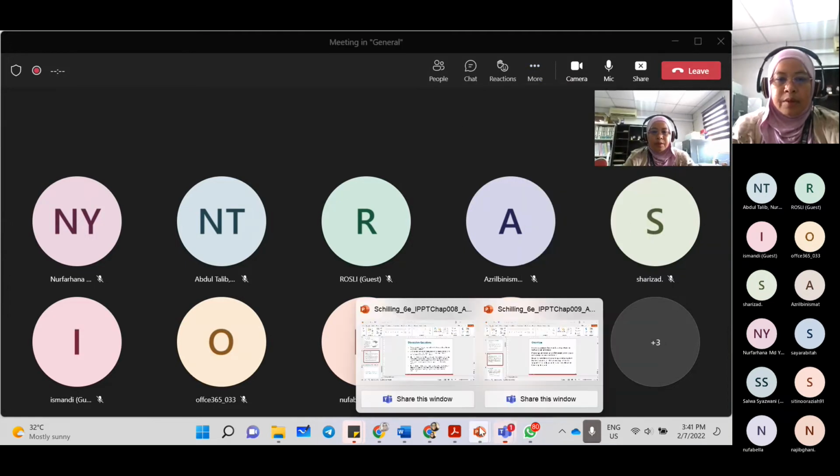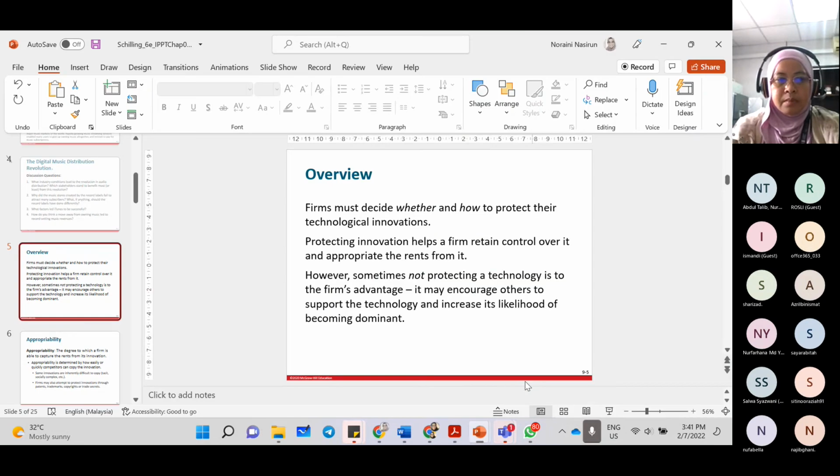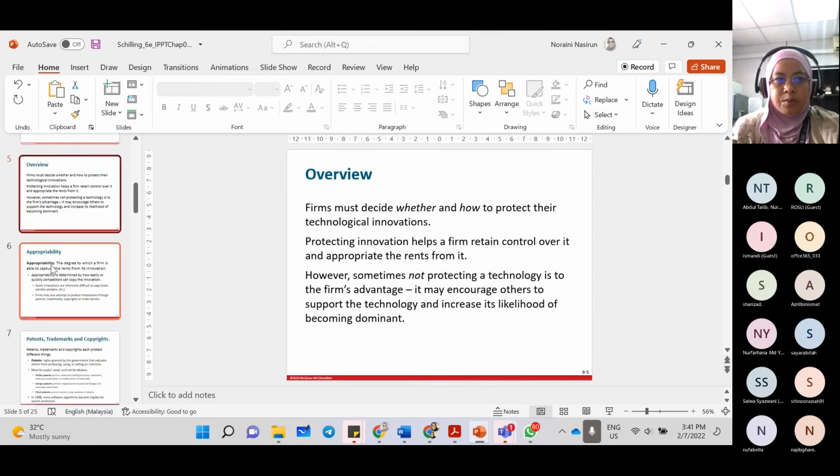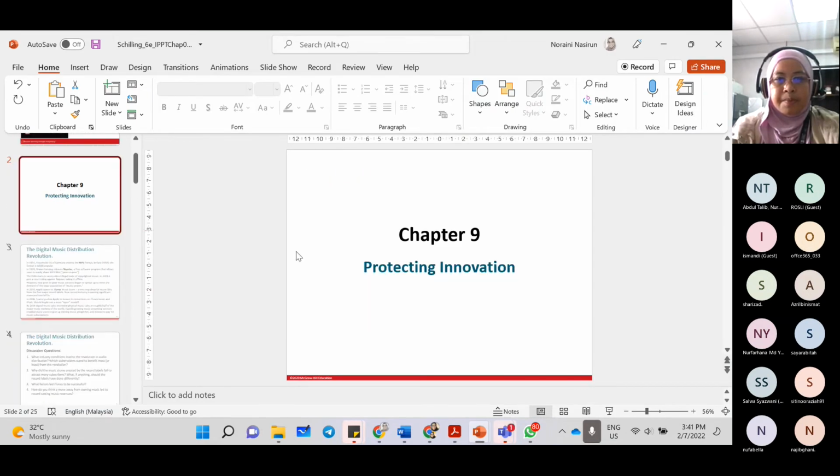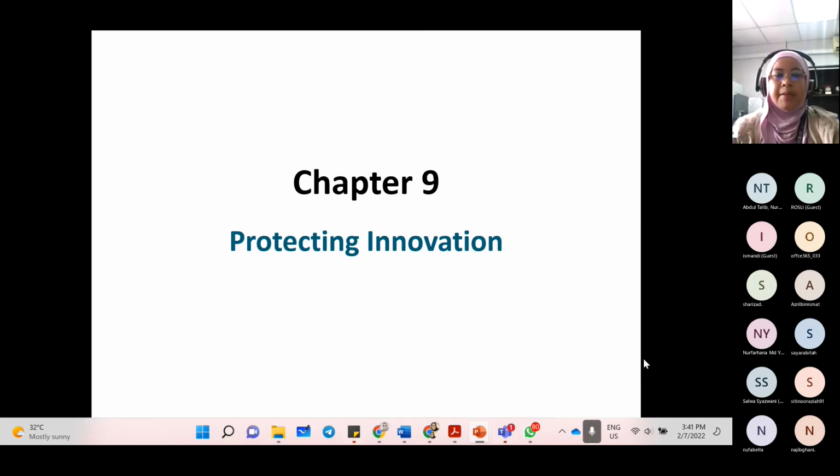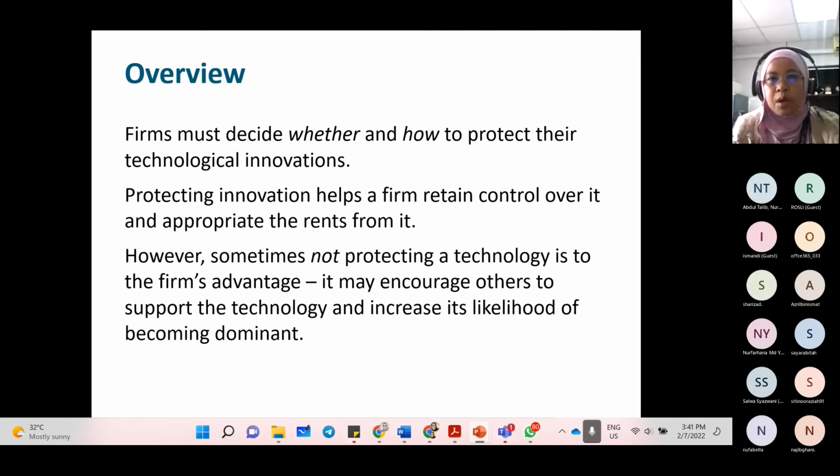Okay, now we are moving to chapter 9 in our textbook. This is about protecting innovation. Protecting innovation refers to how we protect our innovative product or project.